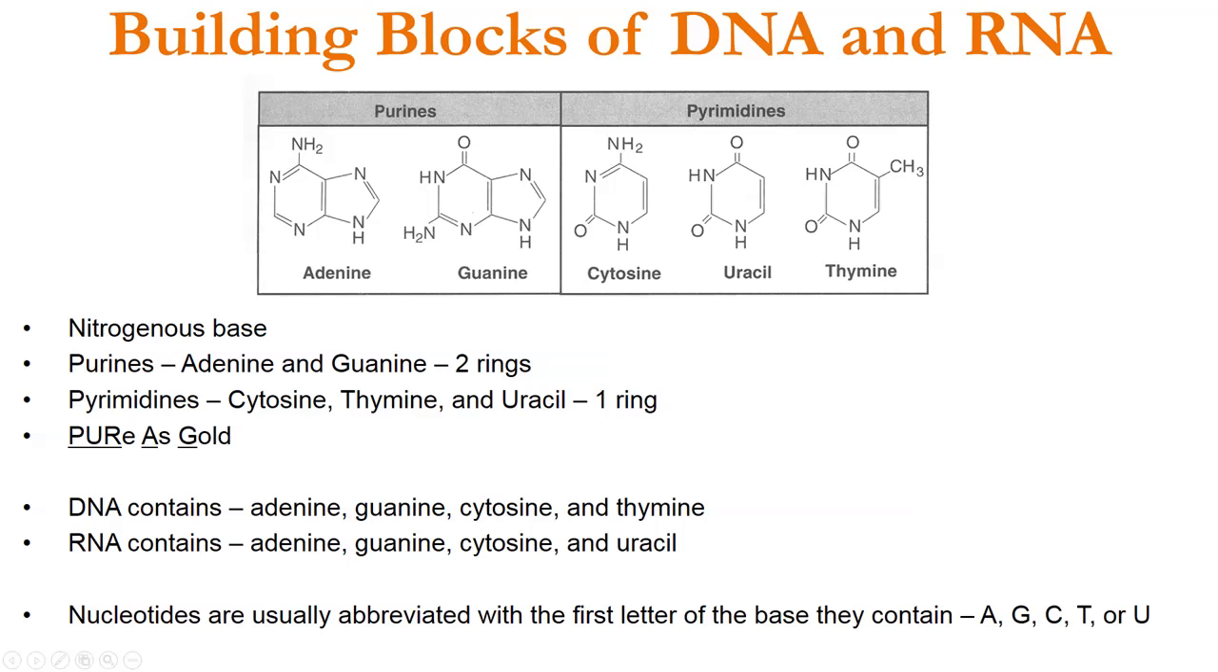In case you didn't already know this, and hopefully most of you did, nucleotides are usually abbreviated by the first letter of the nitrogenous base in that nucleotide. So A, G, C, T, or in the case of RNA, you would have a U instead of a T.